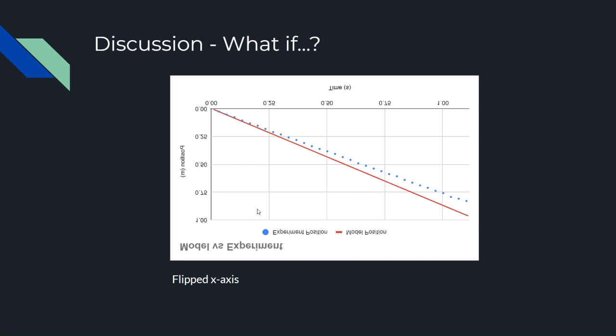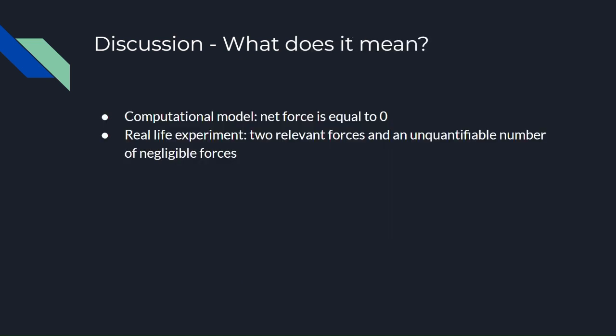If I had assigned the positive x direction to be going left, then the ball would be moving in a negative x direction, which would be reflected by a negative slope in the position graph. However, the magnitude of these positions would remain the same. It would just be that direction and slope that changes. Now, what does all of this mean?